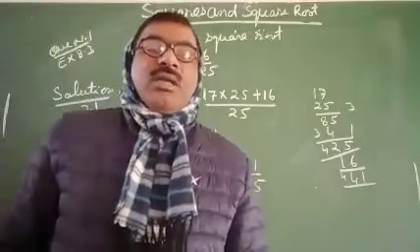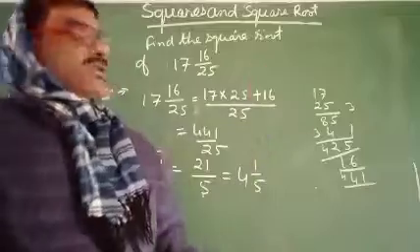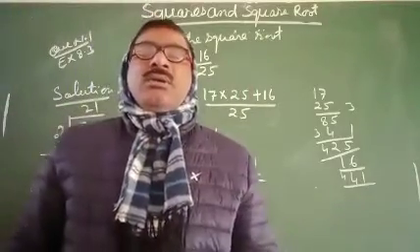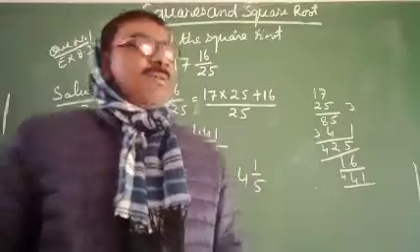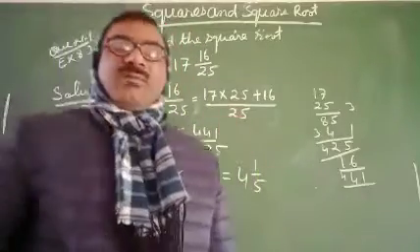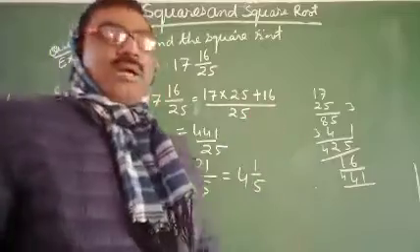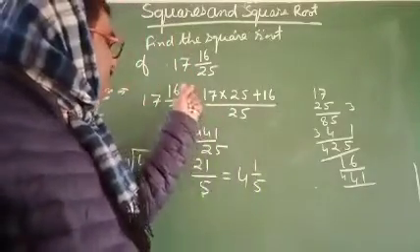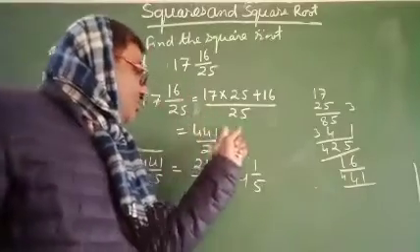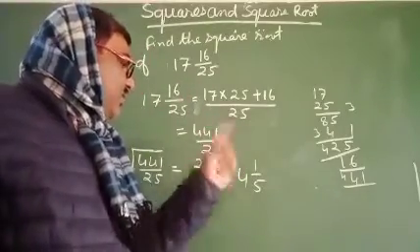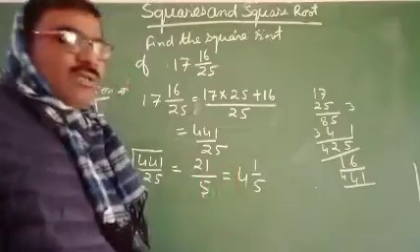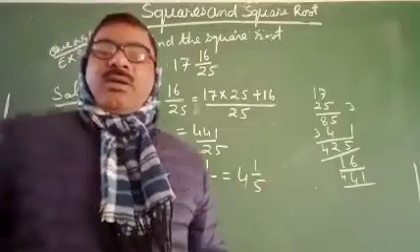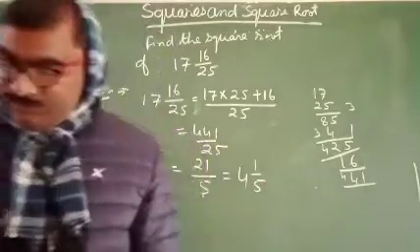So if you want to find the square root of any mixed fraction, first of all I will convert it into an improper fraction, and after this I will find the square root of that fraction. First of all I will find the square root of the numerator, and after this the square root of the denominator, and after this I will convert it into a mixed fraction.